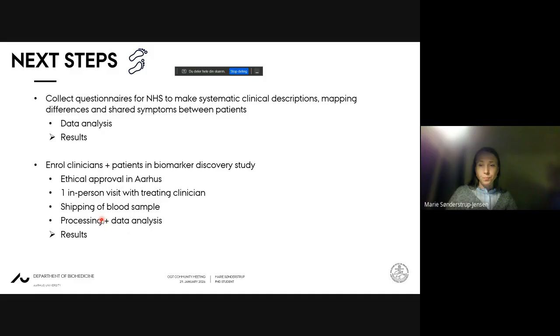So right now, the next steps are that these two projects have been initiated. I am following up as much as possible, or constantly, I wanted to say, to get the data for the natural history study, to get the clinicians and the patients enrolled for the biomarker study, and then obviously there will be practical steps like data analysis and at some point results.